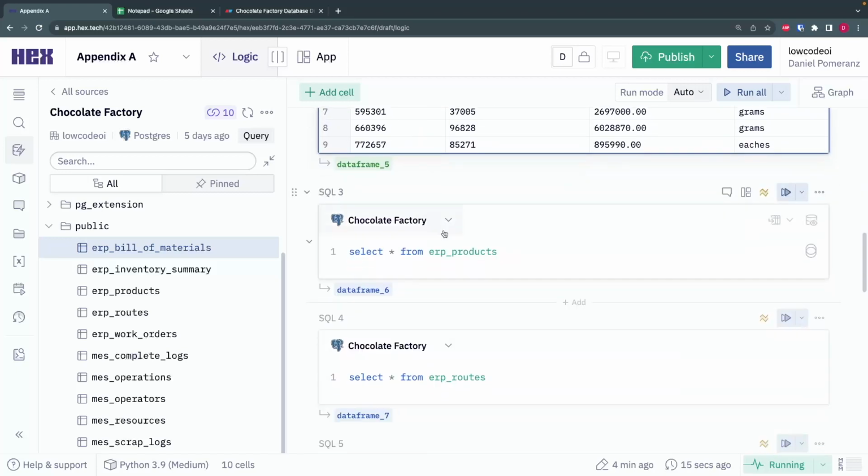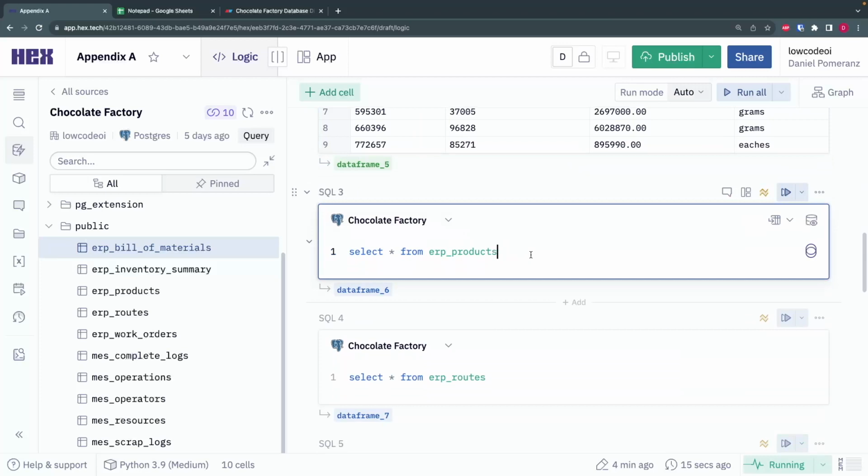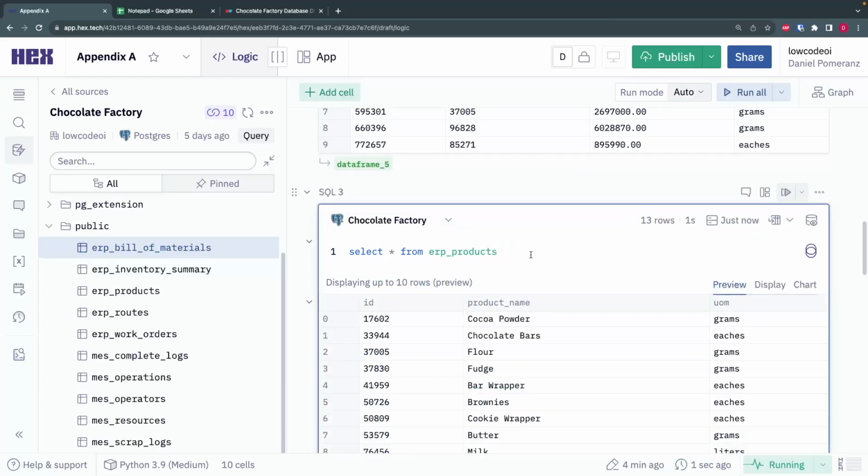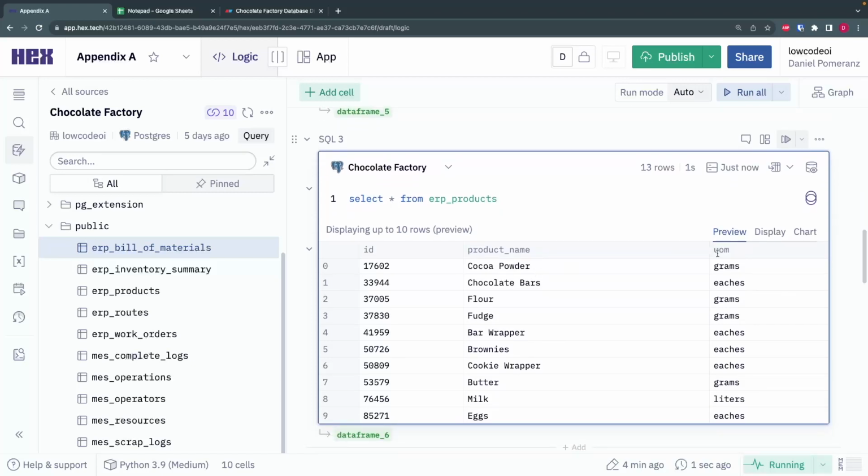Okay. ERP products. So this is a list of products in our ERP system and their name and their unit of measure. So obviously in a real ERP system, there'd be tons more data associated with any product. The main thing to take away from this table is that both finished products and materials are the same data structure. And this is pretty consistent across all types of systems, right? An item is an item.